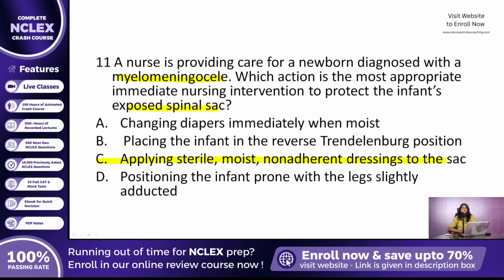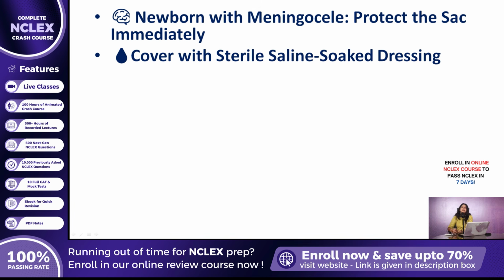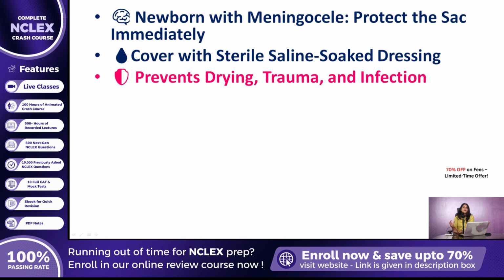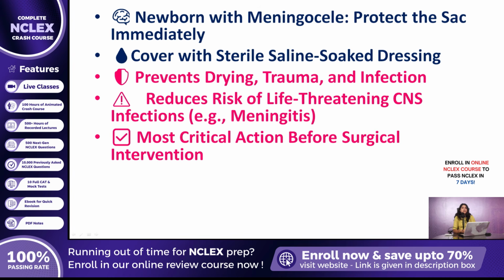This is the correct answer because the primary goal at this point is to prevent the sac from drying out, becoming traumatized, or becoming infected. Using sterile saline-soaked dressings ensures that the exposed spinal tissue remains hydrated and intact while awaiting surgical intervention. This measure significantly reduces the risk of central nervous system infections, such as meningitis, which could be life-threatening in a newborn. Immediate protection of the sac with sterile technique is therefore the most critical nursing action in this delicate situation.